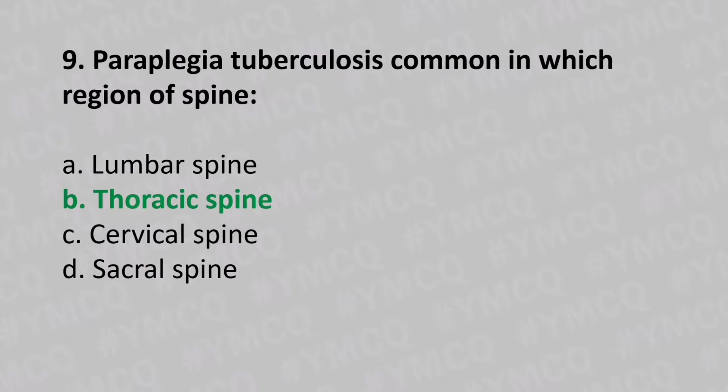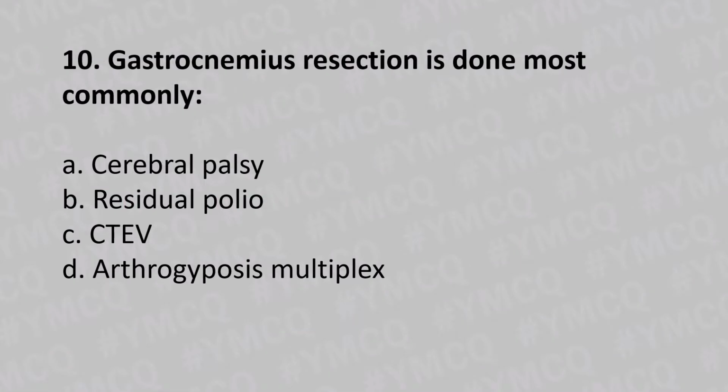Moving to our 10th question, gastrocnemius recession is done most commonly in option A, cerebral palsy, option B, residual polio, option C, CTEV, congenital talipes equinovarus, option D, arthrogryposis multiplex. And the answer is option C, CTEV, congenital talipes equinovarus.